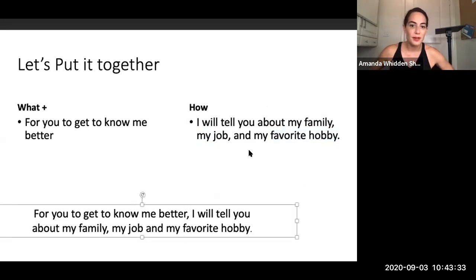A thesis statement right down here that you can use: for you to get to know me better, I will tell you about my family, my job, and my favorite hobby. Does that make sense to everybody? Each of you can take this example, or you can also cut it, paste it, rework it to how you like to. Remember, how you state it should be personal to you and how it feels most comfortable. For me, I would say, for you to get to know me better, I'll tell you about, but that is, again, the way that I would speak. It's best to consider how you, in fact, would speak.